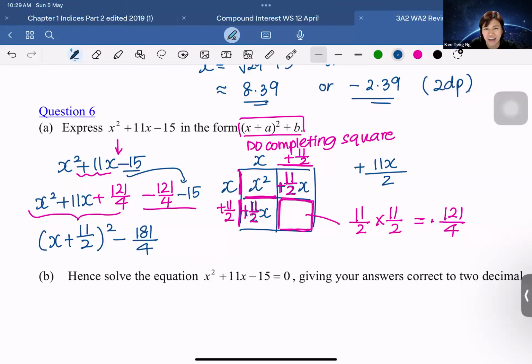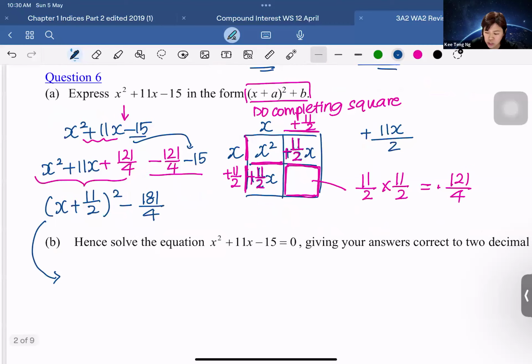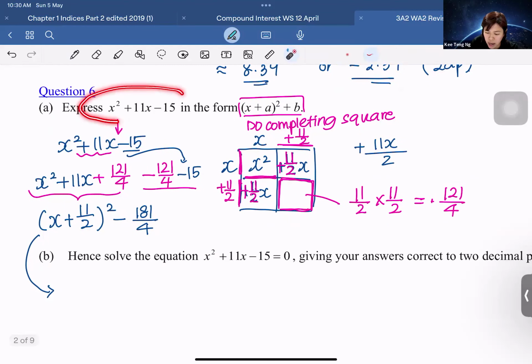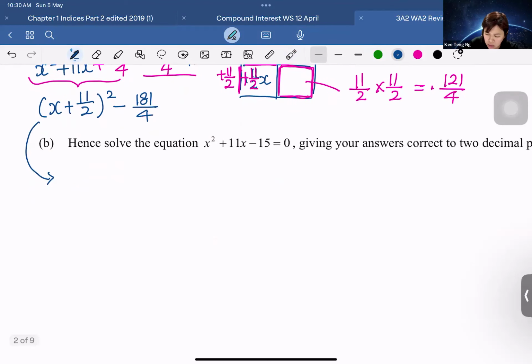Have you gotten the answer? Next part of the question, hence solve, right? So we're going to use our answer, but first let's check. Make it a good habit to check: x squared plus 11x minus 15 are exactly the same. So this portion is exactly the same. We can safely use this, right? So we're going to use these.